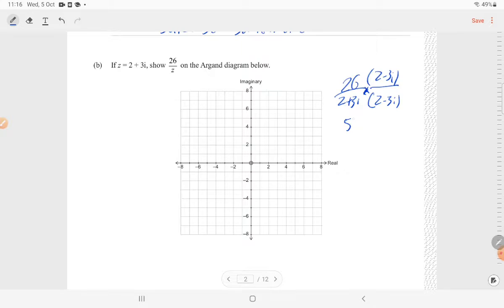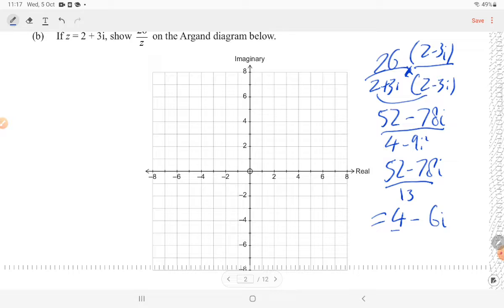So 52 take away 78i all over, so that's 4, and then the 3i times 2 and -3i times 2 cancel out. So 4 take away 9i squared, which is equal to 52 take away 78i over 13, which is equal to 4 take away 6i. So this 4 is the real part and -6i is the imaginary part.